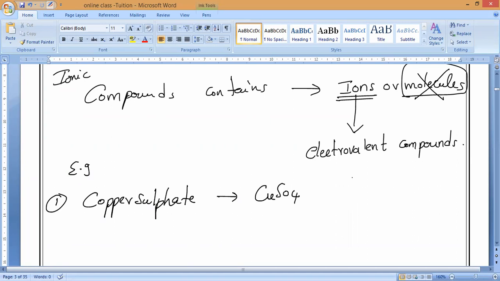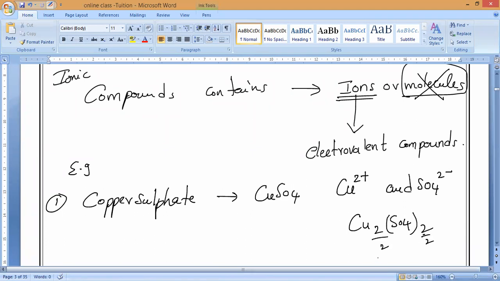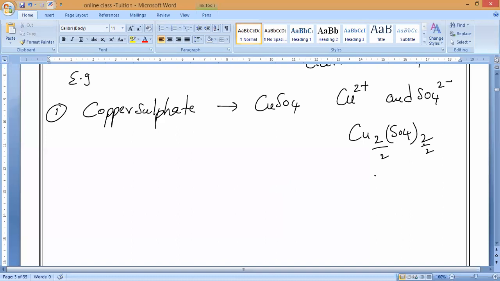Now, what are the ions present in this? With the valency system, it is Cu2+ and SO4 2-, sulfate. You should understand that these are the ions present in it. Combining them, Cu2 and SO4 2 come, and since both are even numbers, it reduces to the lowest fraction. So it becomes CuSO4. Correct or not?